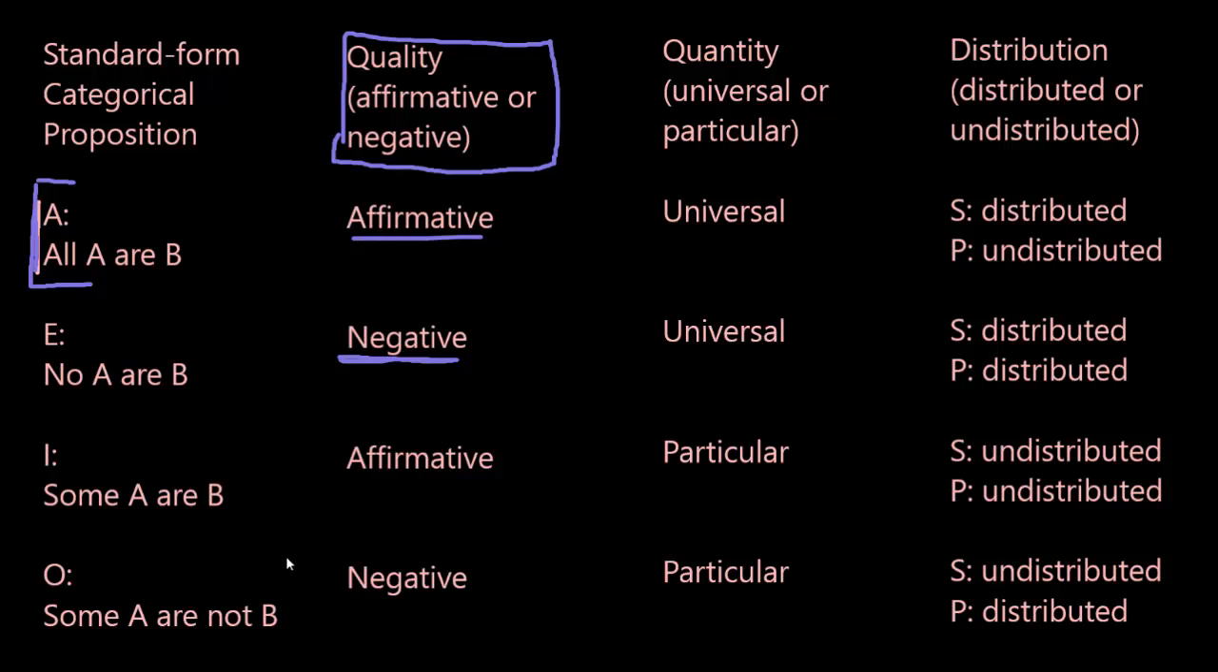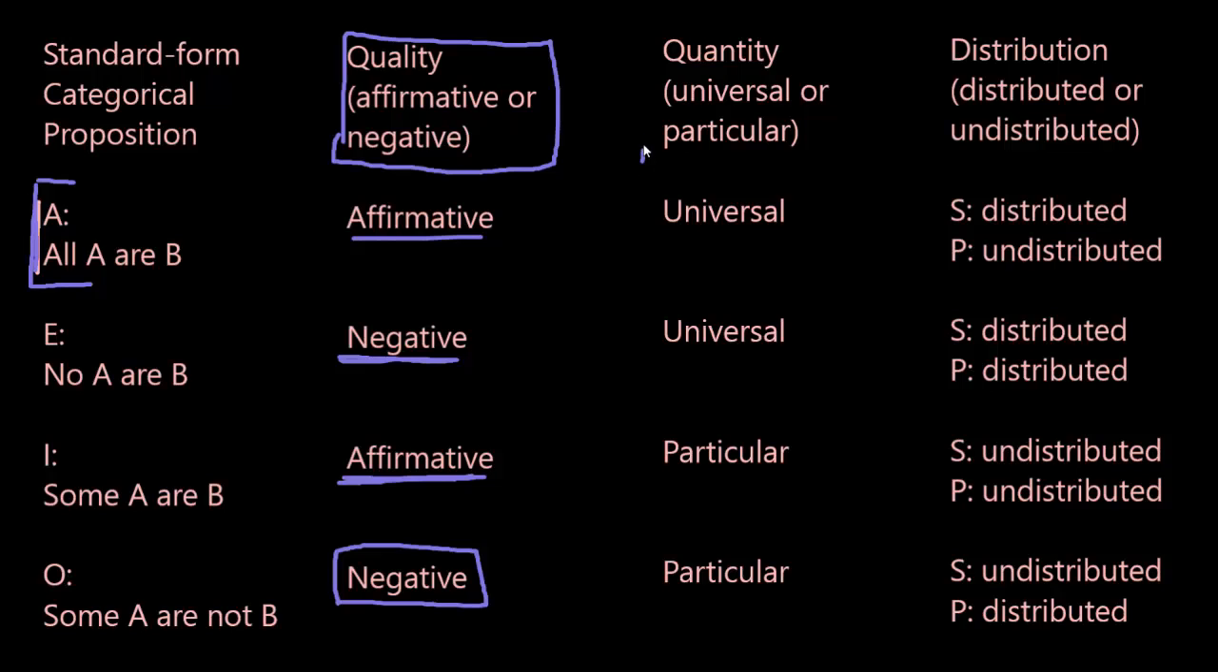Again, some A are B. That's going to be affirmative because we're affirming of at least one thing that is an A that it's also a B. But if I say some A are not B, then I am committed to the existence of an A, but I'm denying that it's in a B. So it's negative. I think the notion of quality is probably pretty intuitive. It's probably fairly clear when a statement is affirmative or negative.